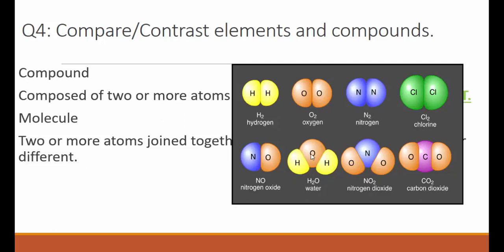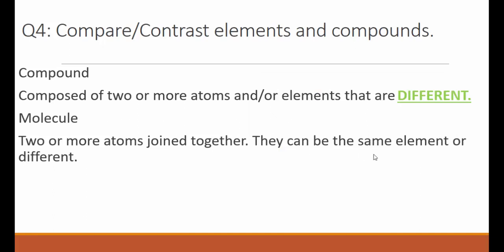H2O, we have H and O, two different letters. That is a compound. Nitrogen oxide, we have O, we have N, not the same letter. Therefore, it is a compound. Carbon dioxide, we have O, we have C, not the same letter. Therefore, it's a compound. When I look at molecules, they can be the same or different, it doesn't matter.